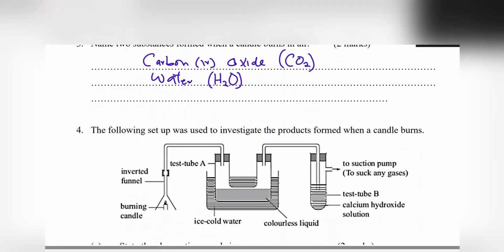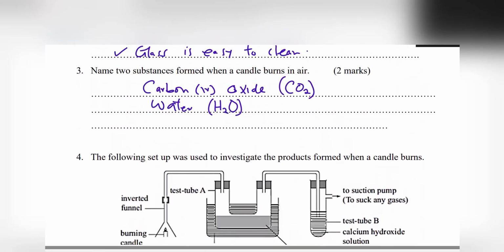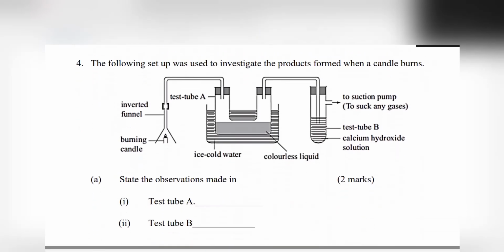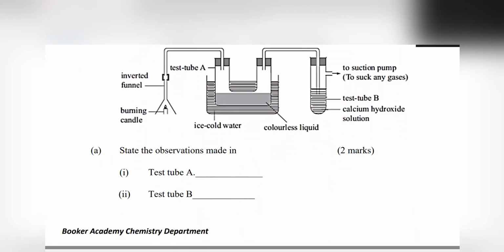We go to question number 4. The following setup was used to investigate the products formed when a candle burns. Remember, when a candle burns, it produces carbon(IV) oxide and water. So in this setup, we have the inverted funnel for directing the substances formed by the burning candle into test tube A all the way to test tube B. We have the ice cold water and also calcium hydroxide solution in test tube B.